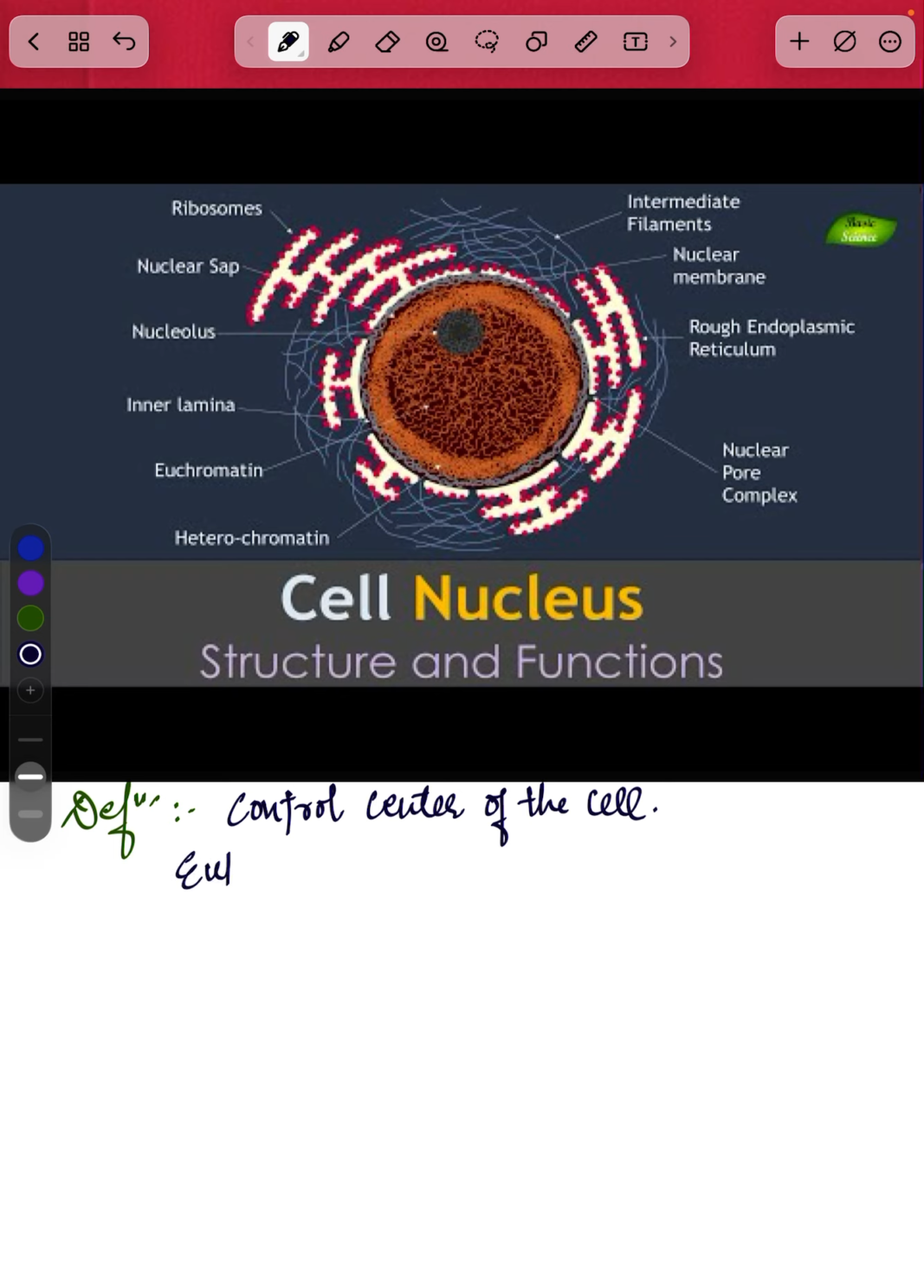Eukaryon, we see in eukaryotic cells. So the term eukaryon means true nucleus. It means eukaryotes have a membrane-bound nucleus. We go to the next part, that is the functional part of the nucleus.